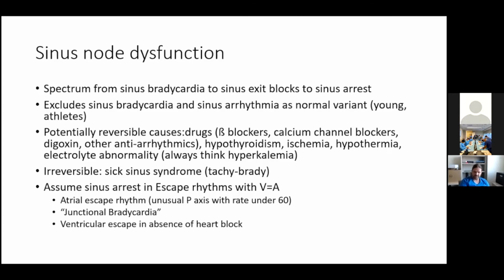or electrolyte abnormalities. I always like to remind people that I do have a selection bias because I'm an electrophysiologist, but I have seen hyperkalemia present more times with sinus arrest than I have seen it present with peaked T waves. So always be on the lookout for hyperkalemia if you do see sinus arrest.